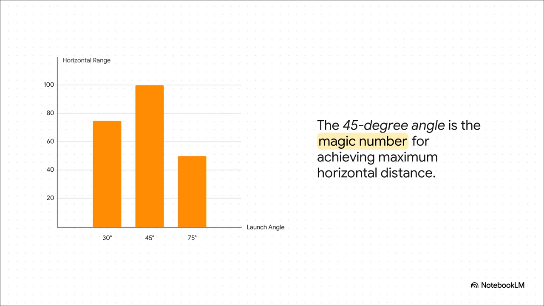See, if you launch at a low angle, you get a lot of forward speed, but not much hang time. If you launch really high, you get tons of time in the air, but you don't go very far forward. 45 degrees is that perfect sweet spot that balances your time in the air with your forward speed to give you the maximum possible distance.